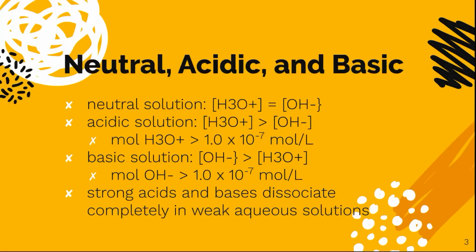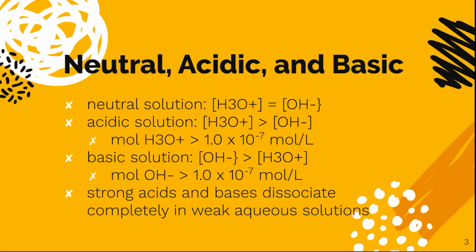Now for a quick review on neutral, acidic, and basic solutions. A neutral solution has counteracting charges of the acid and base, so it fully neutralizes. You have a concentration of H3O plus equal to the concentration of OH minus. For an acidic solution, your concentration of H3O plus will be more than that of OH minus, and the number of moles of H3O plus will be more than 1.0 times 10 to the negative 7. For a basic solution, your concentration of hydroxide ions will be more than your concentration of hydronium ions, and the number of moles of OH minus will be more than 1.0 times 10 to the negative 7.